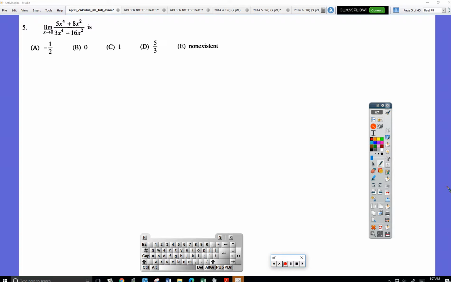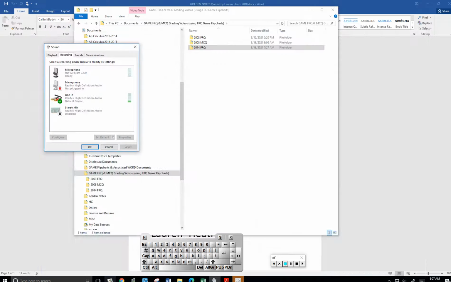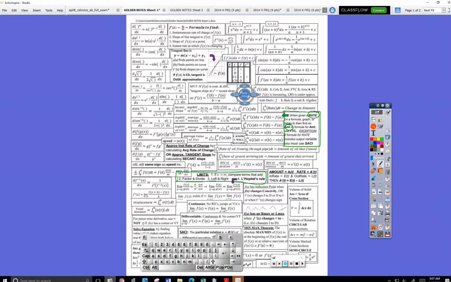It's a limit problem. So I go to the golden notes, I go right to this box, right here. It says, is x approaching infinity? It is not. Skip that step. Number 2, it says factor and divide. So let's look and see if we can factor and divide.